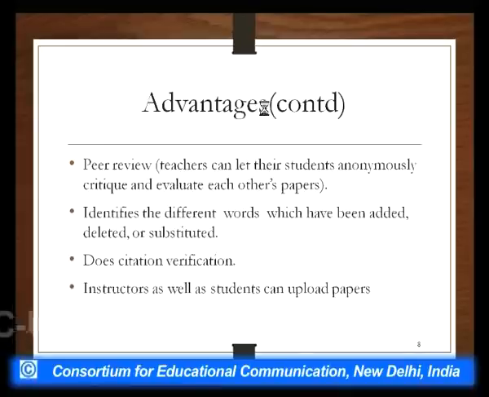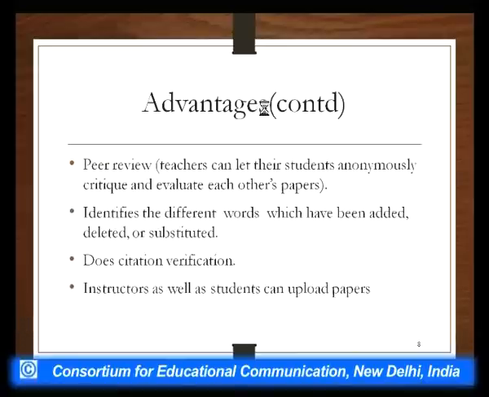Peer review. Teachers can let their students anonymously critique and evaluate each other's papers. It has been observed that students not only learn from their teachers, they learn from each other too. So this has a facility of peer review. That means the students can check and evaluate each other's papers. This can be done anonymously, or it can be attributed. This facility also identifies the different words which have been added, deleted, or substituted.